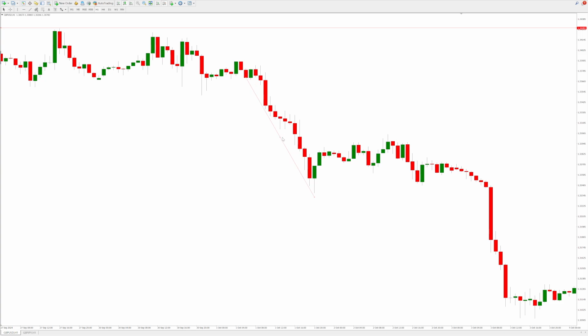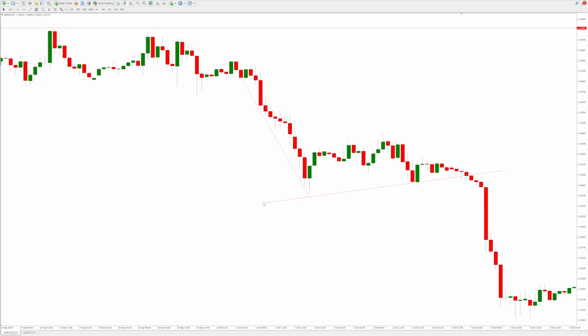Okay, and now we're going to mark the flag. So if you remember, it was the support levels and the resistance. Okay, something like that. Doesn't need to be perfect, but you get the point that that's our flag.